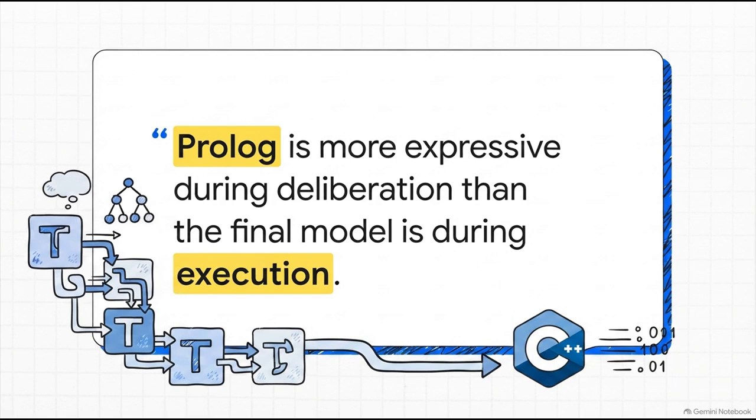Which brings us full circle to the core takeaway of this entire architecture. Prolog is more expressive during deliberation than the final model is during execution. This asymmetry? It's entirely intentional. We use heavy, expressive, logical reasoning to discover the truth, and then we use lightweight, ultra-optimized native code to apply it. You get all the intelligence of a symbolic reasoning system, but with the raw deployment speed of a compiled C++ binary. It's the best of both worlds.